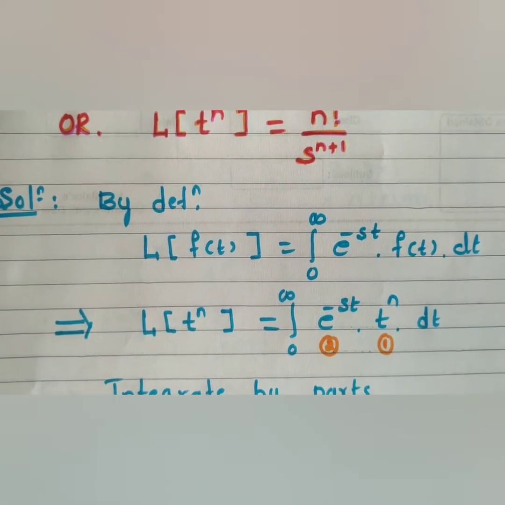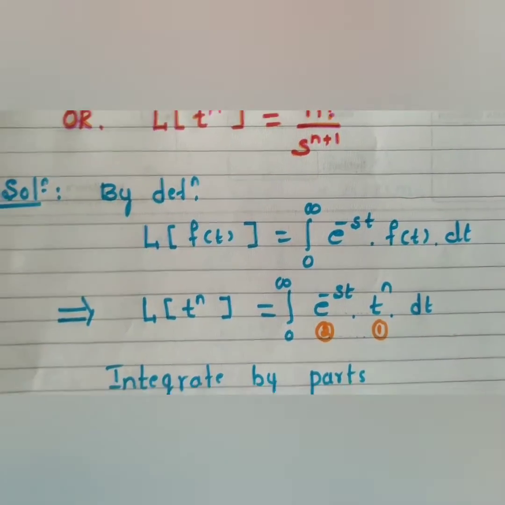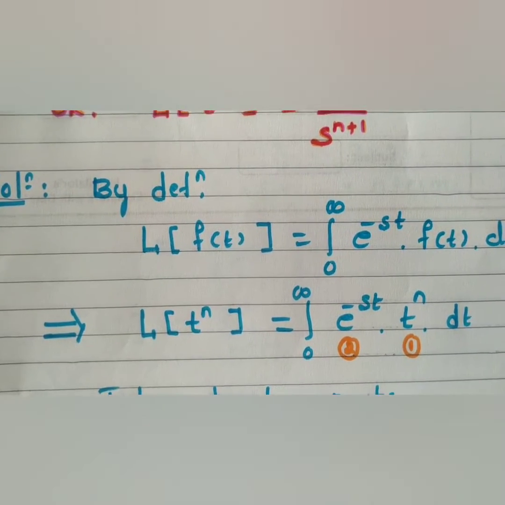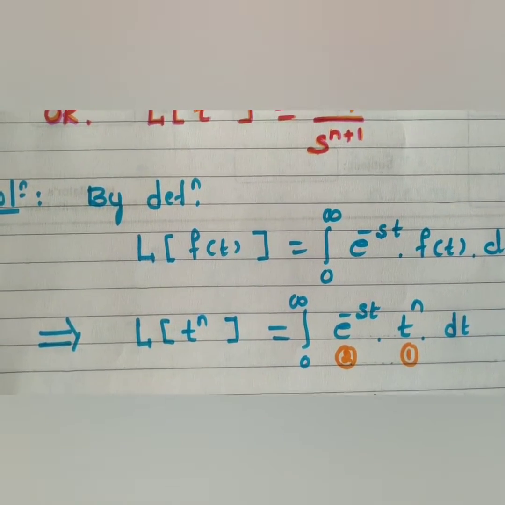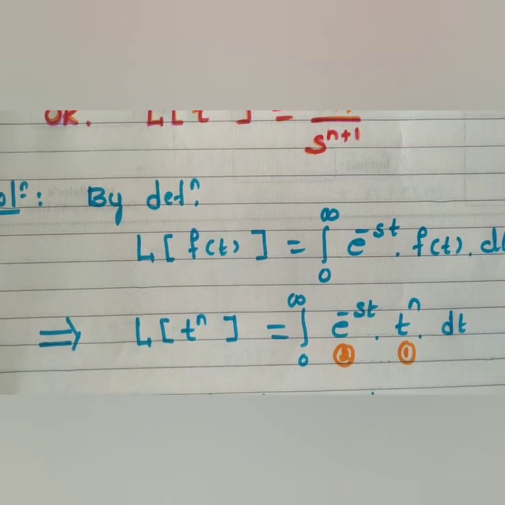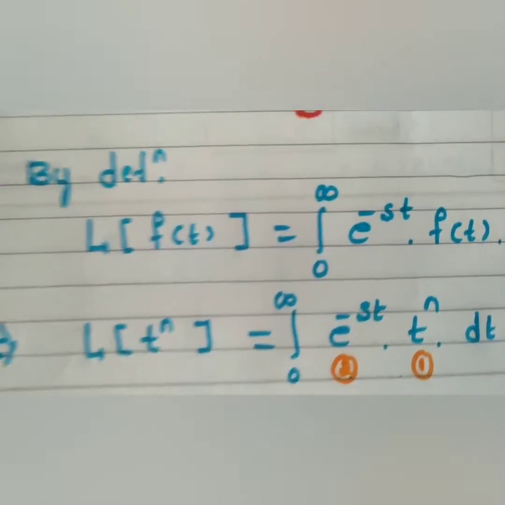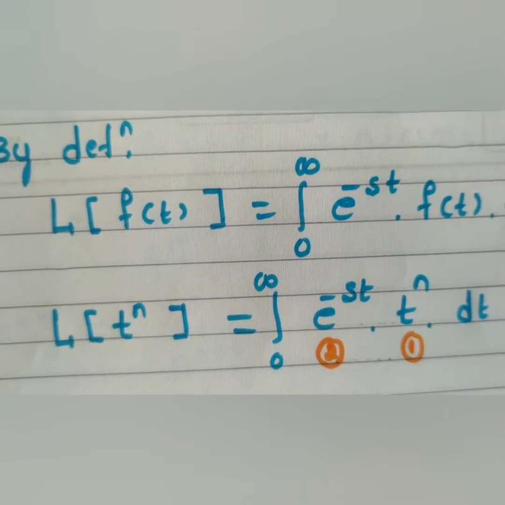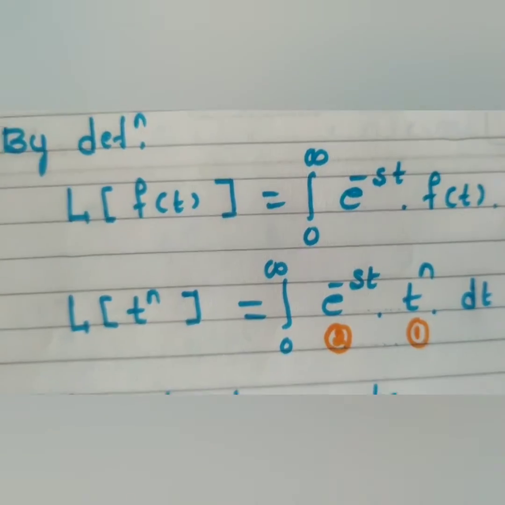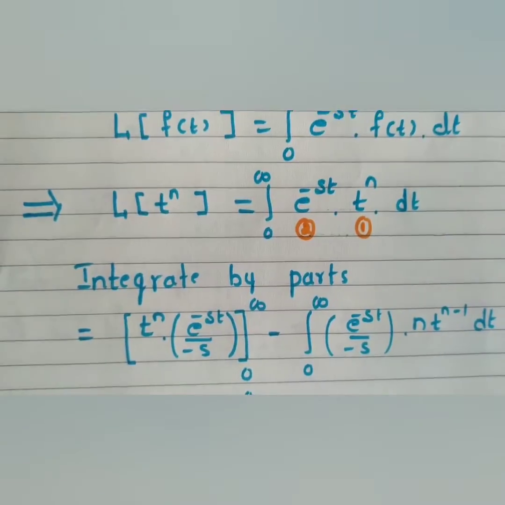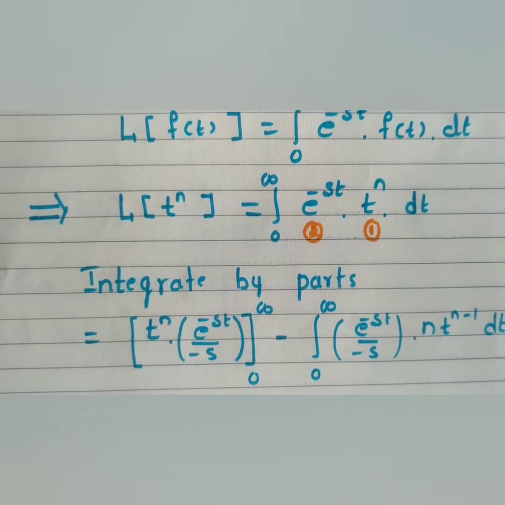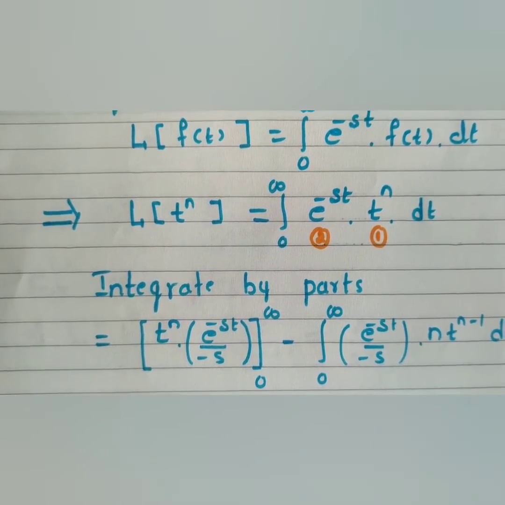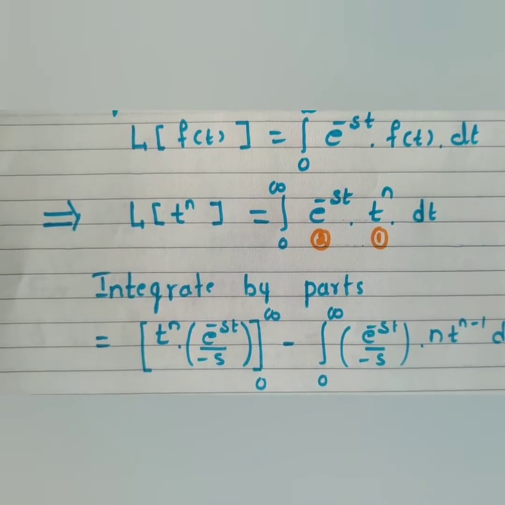On the right hand side, there are two functions: one is e raised to minus st and another one is t raised to n. Both are in terms of t. Where there is a product of two functions, we can consider the first function as t raised to n and the second function as e raised to minus st. Now our work is to evaluate the RHS by means of integration by parts. Integration by parts says: keep the first function as it is, integrate the second function. Keep t raised to n as it is, the first function.